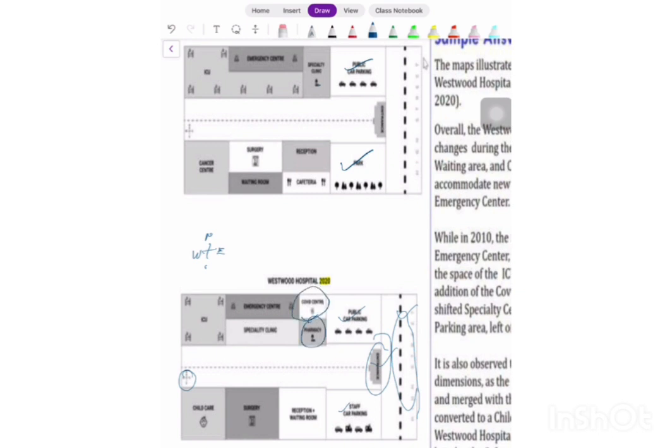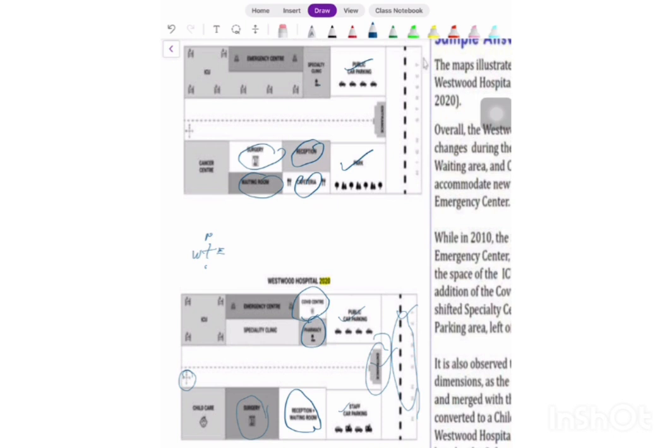pharmacy. All right. Then just opposite of it was reception and cafeteria, which was now made into a big room of reception plus waiting room. Then adjacent to the reception and cafeteria were surgery room and waiting room respectively, which was modified to make a bigger surgery room, and the waiting area was removed.